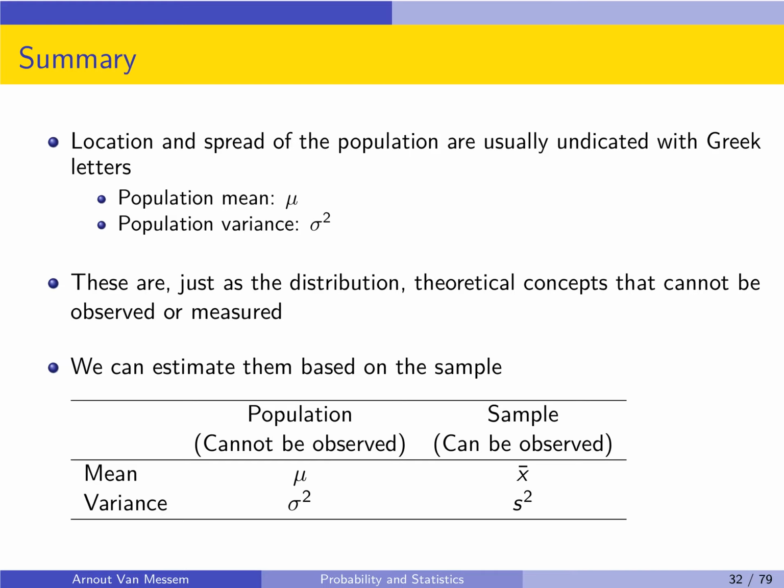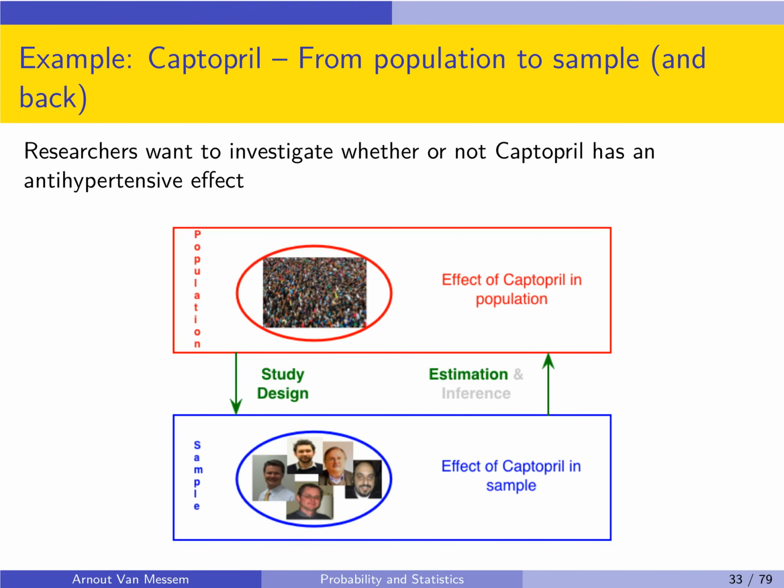And we estimate them then based on the sample. So the population cannot be observed, with the mean mu and variance sigma squared, will be estimated through the sample which we can observe, with the sample mean and the sample standard deviation or the sample variance. So for the captopril example, we are here in the estimation. We estimate the effect of captopril in the population through the effect of captopril in the sample.